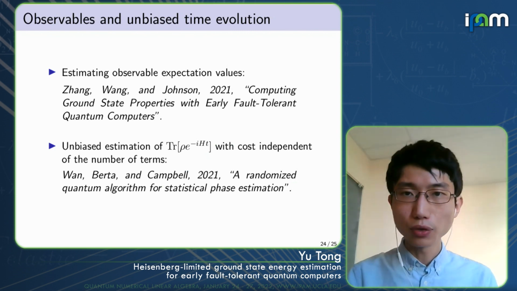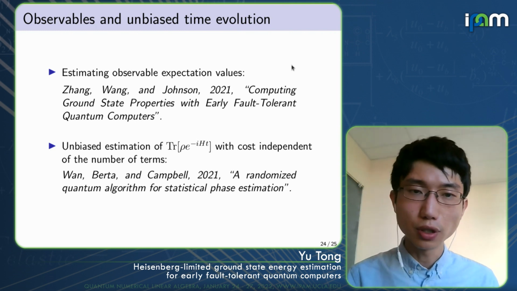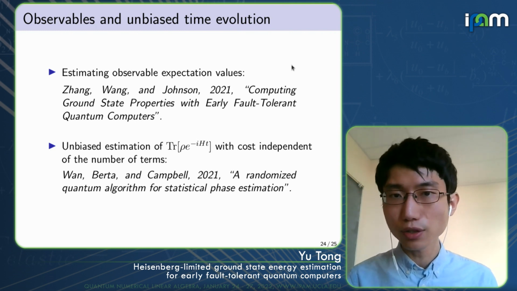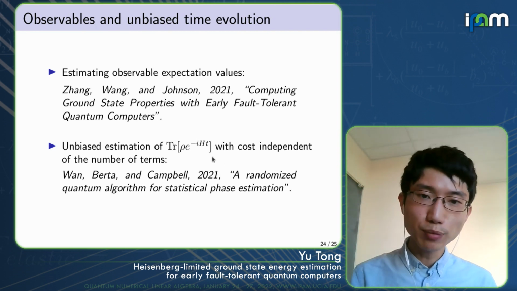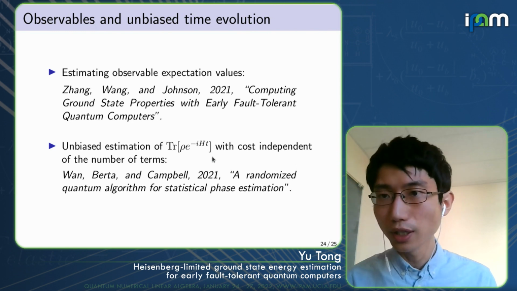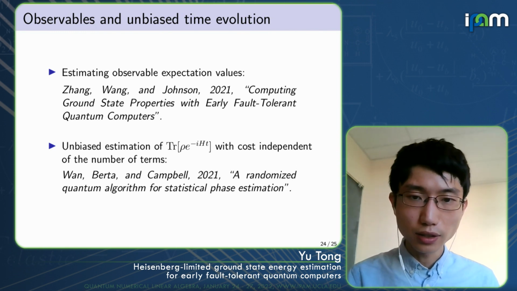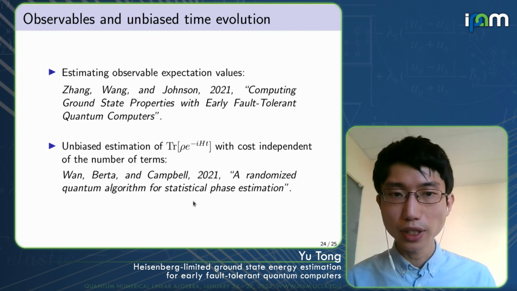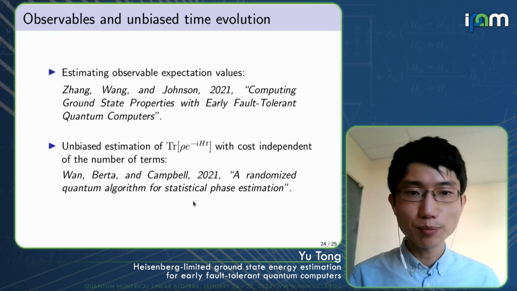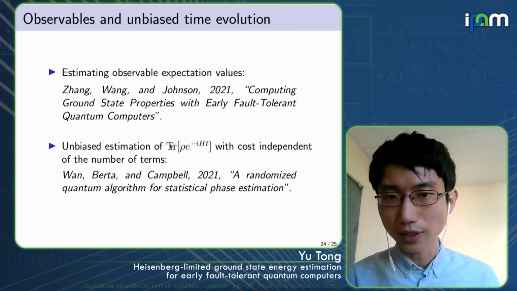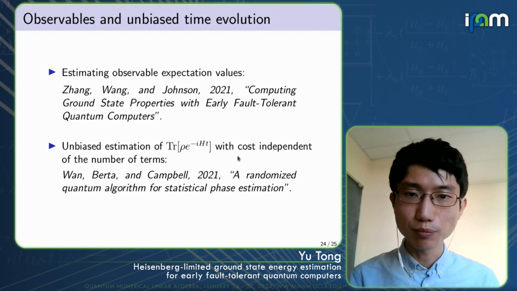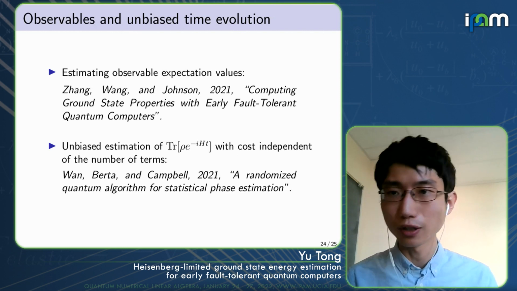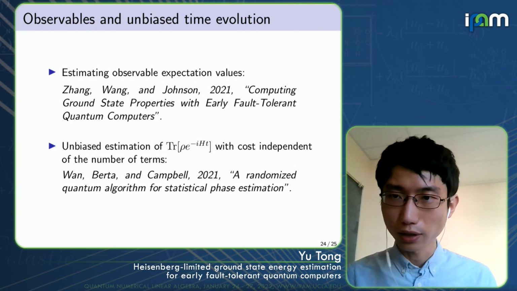So far we have been only looking at the ground state energy. Some later works extended our framework to include estimating observable expectation values as well. Also, we haven't discussed the issue of implementing the time evolution operator e to the minus iHt in our work. In this recent work by Wan, Berta, and Campbell, they designed a method to perform unbiased estimation of these things with cost that is independent of the number of terms in the Hamiltonian. This can be pretty advantageous if the Hamiltonian involves a lot of terms and your circuit depth is kind of restricted.